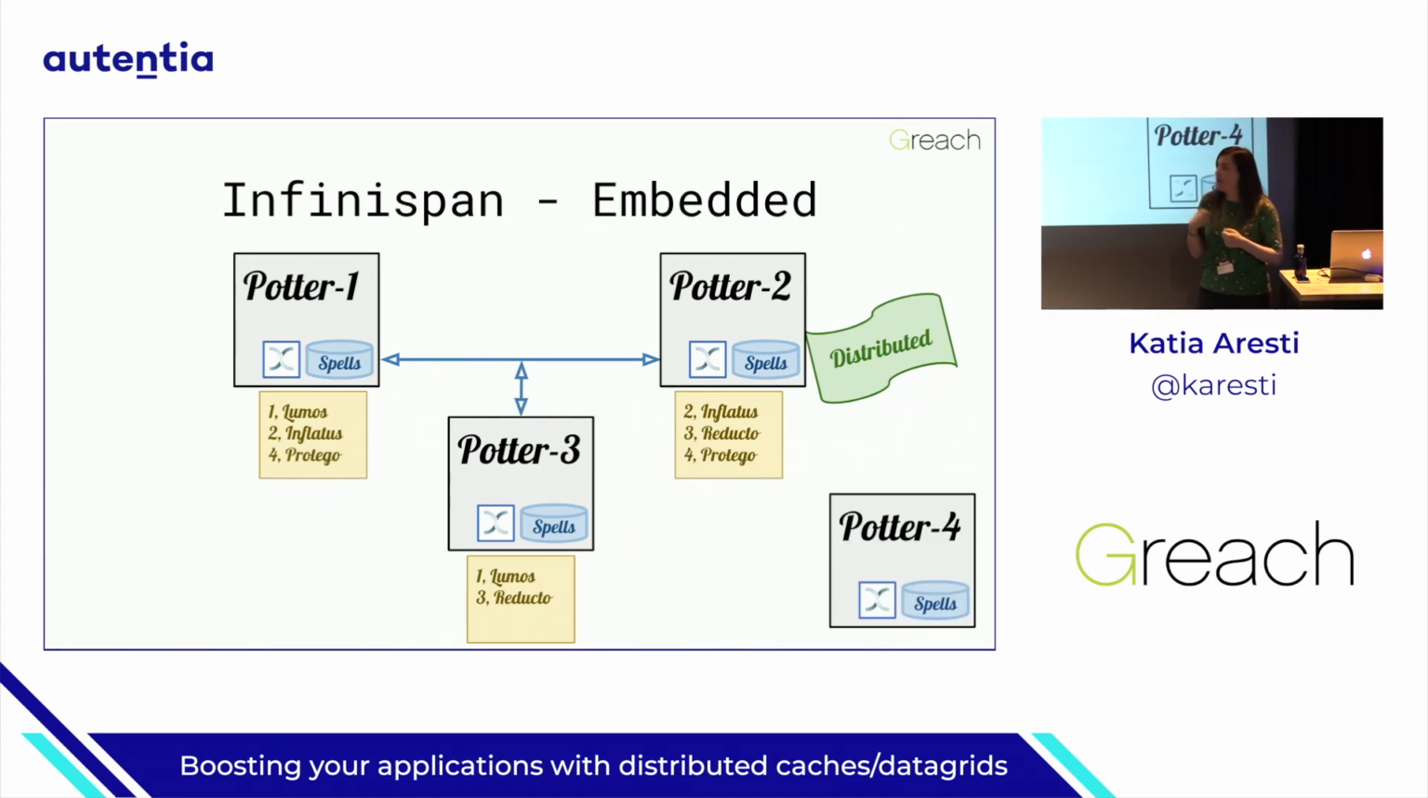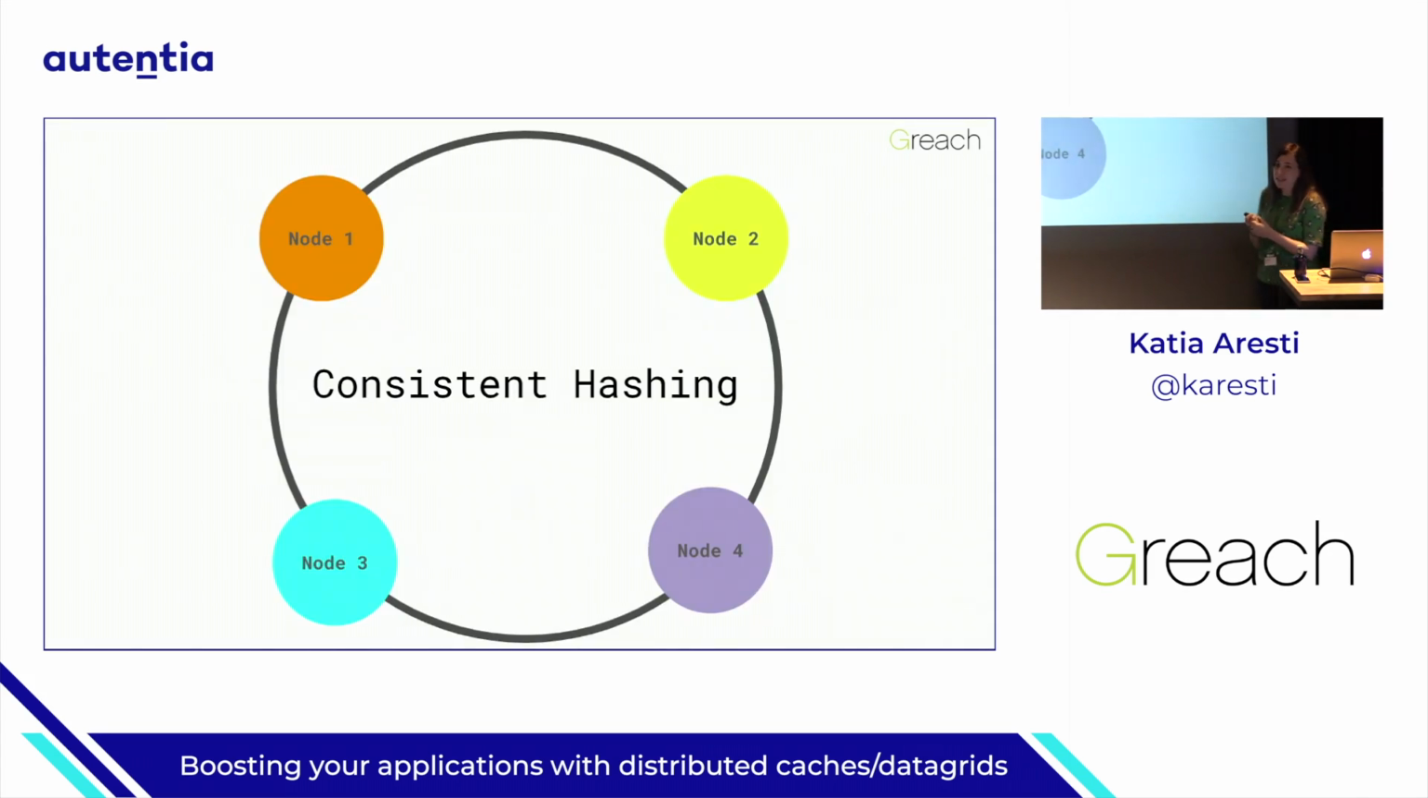What happens when another application comes and I do a scale up because I need more memory, I need more data to hold my production and my users? What is going to happen is consistent hashing. It's going to work here. Who is familiar with consistent hashing here?